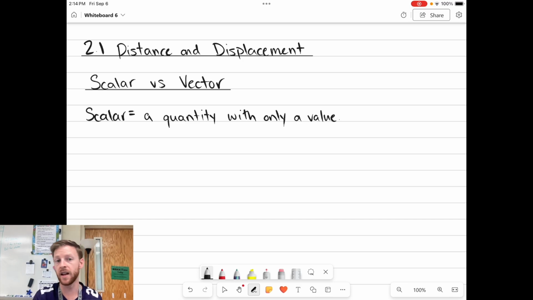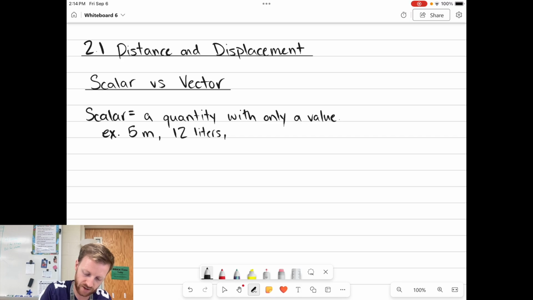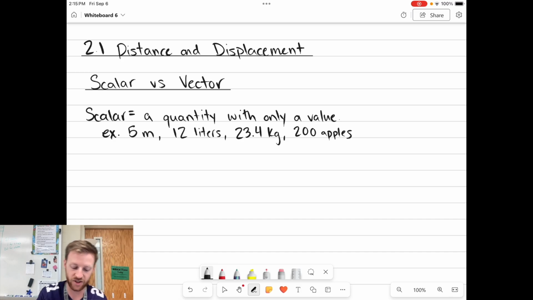Now, why is that important? Well, there's a lot of things that might be a scalar quantity. Some examples would just be any sort of length, like 5 meters. That's a scalar because it's just a number. We might have something like 12 liters. Again, it's just a value. Maybe the mass of something, like 23.4 kilograms. Or honestly, those crazy people in those math problems, I've got 200 apples. That's just a scalar. It's just a number value for something.